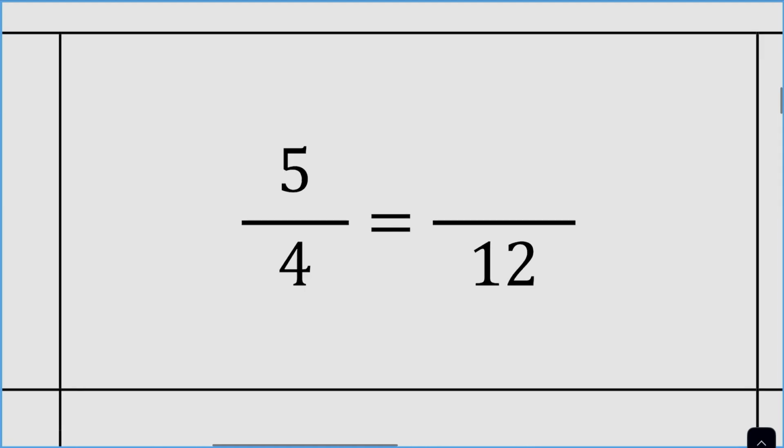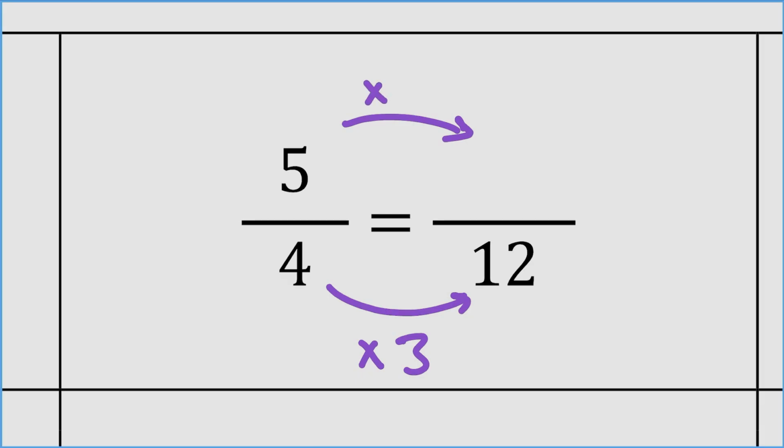Next one, same thing. How did this 4 become a 12? Well, you'd multiply by 3. And the same would be true. You got it. Well, you have to do this to the top. Whatever happened to the bottom, you have to do the top.